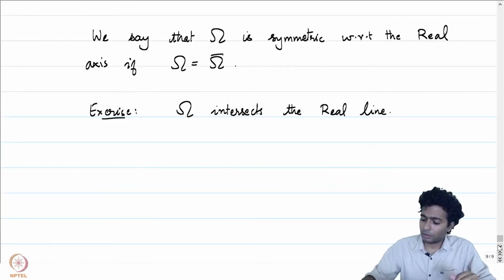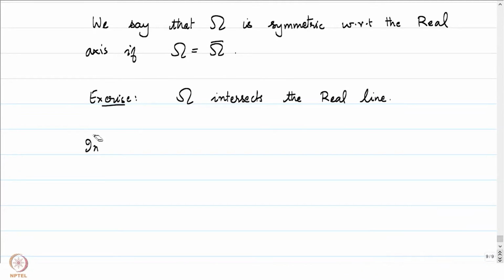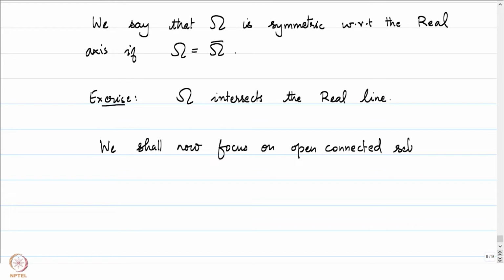Okay. In this lecture we will only be interested in such domains. So, we shall now focus on symmetric domains, or domains symmetric with respect to the real axis. Domains omega, open connected sets, which are symmetric with respect to the real axis.